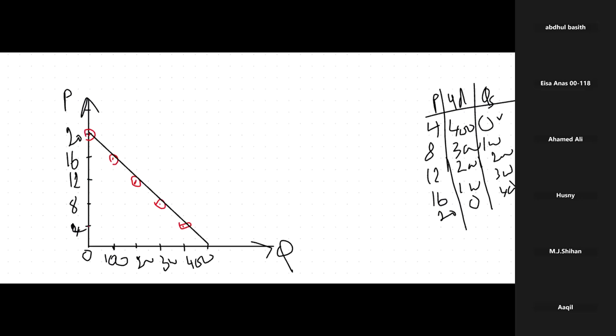Now the supply curve is going to be drawn. To draw the supply curve, price and QS you have to mark: 4, 0; 8, 100; okay, 12, 200, this point; 16, 300, this point; okay, 20, 400.